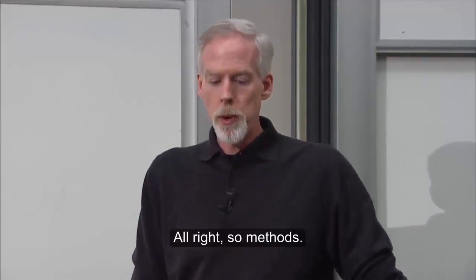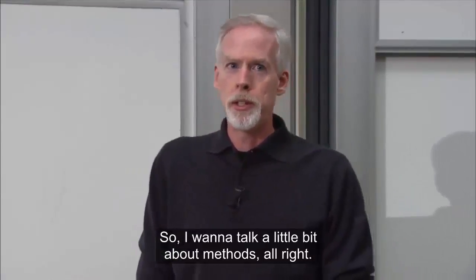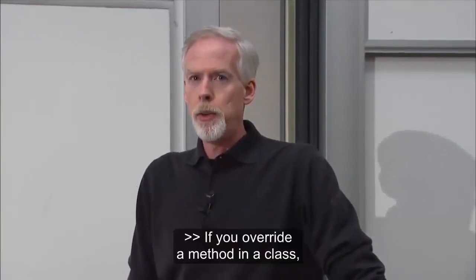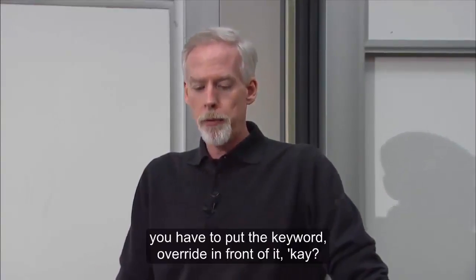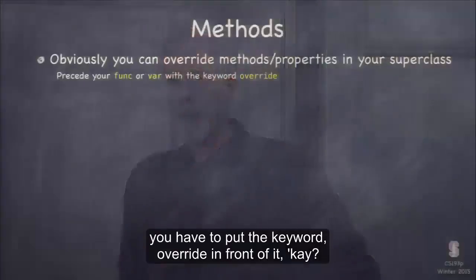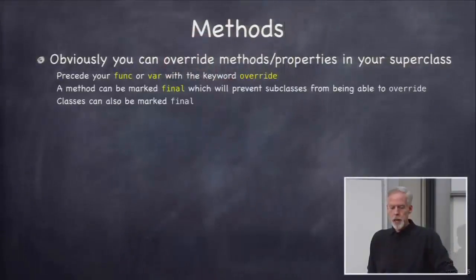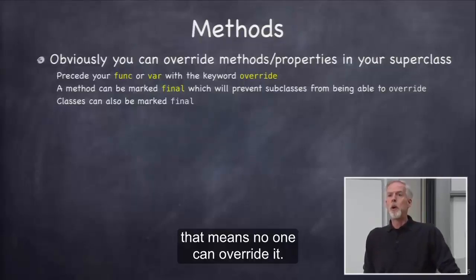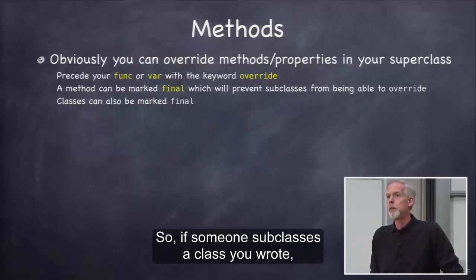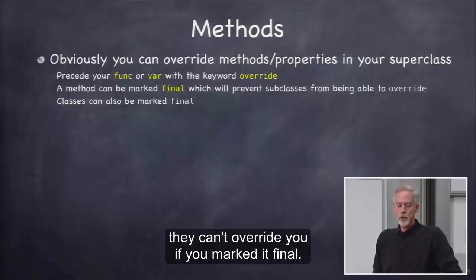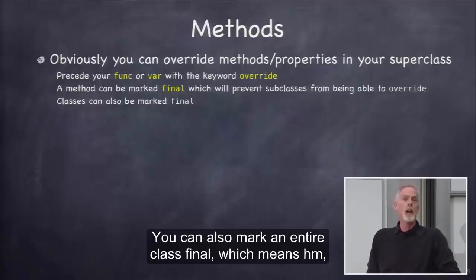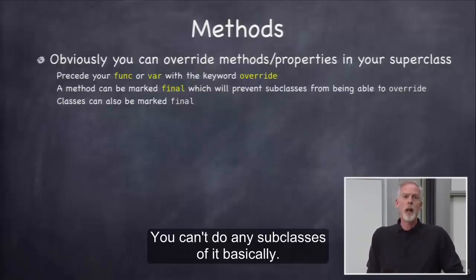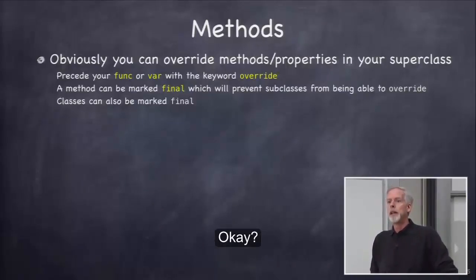All right, so methods. I want to talk a little bit about methods, all right? If you override a method in a class, you have to put the keyword override in front of it, okay? You can also mark a method final. That means no one can override it. So if someone subclasses a class you wrote, they can't override it if you marked it final. You can also mark an entire class final, which means this is the end of the line. You can't do any subclasses of it, basically.